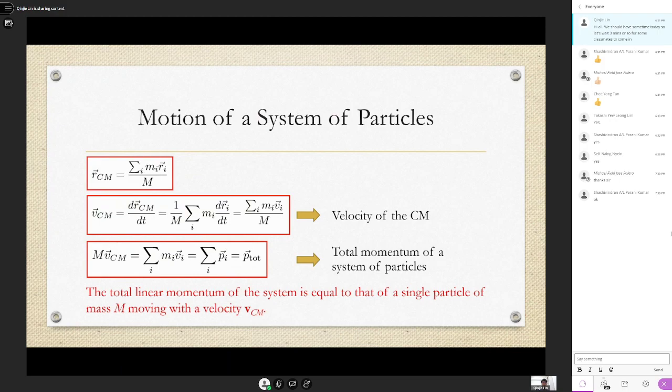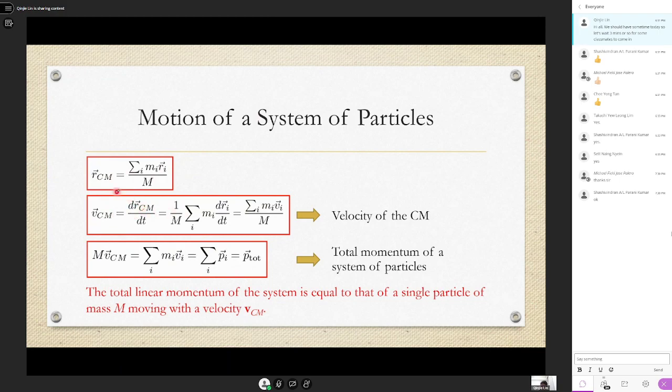Now we come to the motion of a system of particles. Why we learn CM is for this purpose. We want to look at the motion of a system of particles. So this R_cm, this is how we get the CM. It's given by this. How do we get the velocity of the center of mass? Let's say this whole thing is moving. We differentiate this. Remember, position, differentiate, becomes velocity.